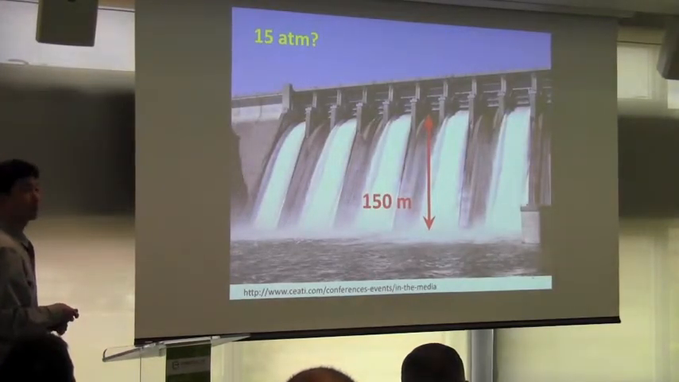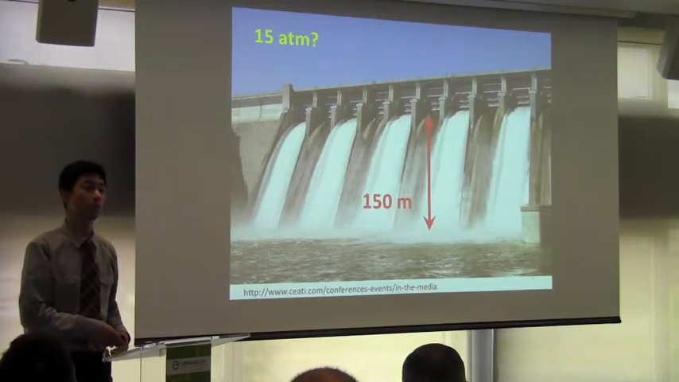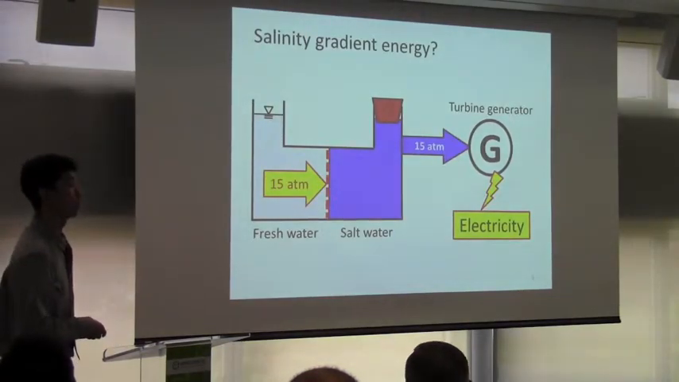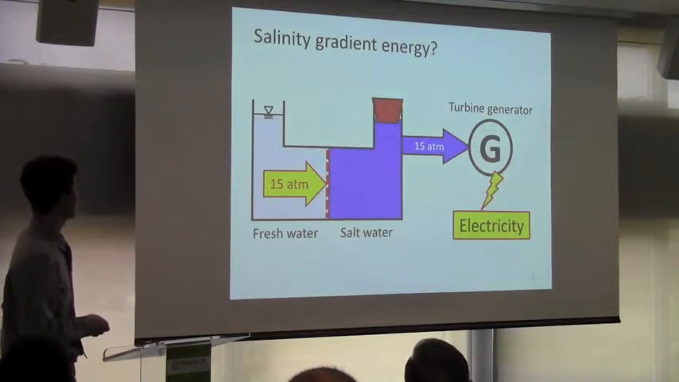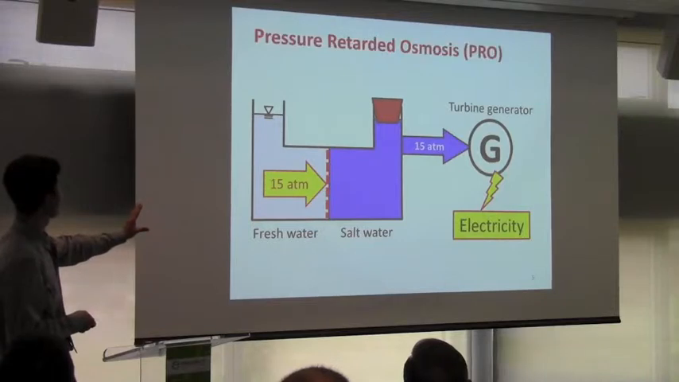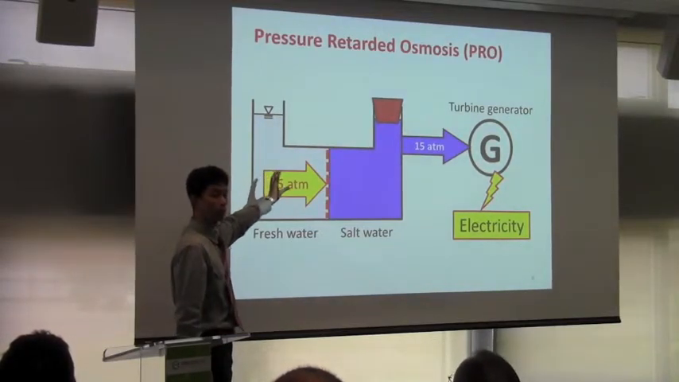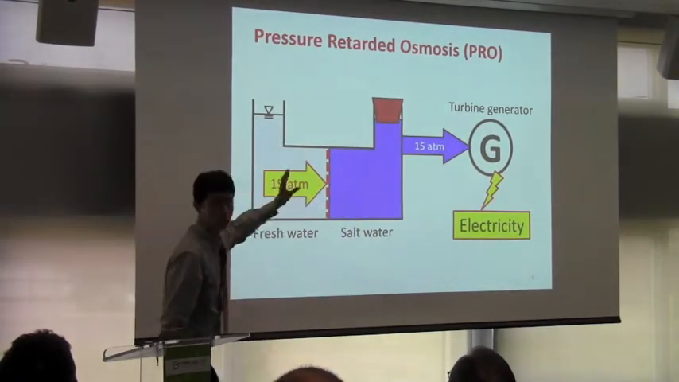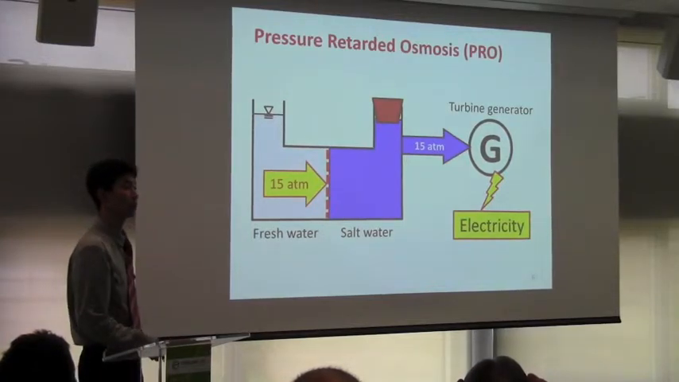A pressure of 15 atmospheres is equivalent to 150 meters of water head. So we have huge water pressure, and we can actually use this pressure to run an electricity generator to produce electricity. The whole idea here is that we generate 15 atmospheres of osmotic pressure, and then we use this pressure to produce electricity. This basic concept is called pressure retarded osmosis, or PRO.